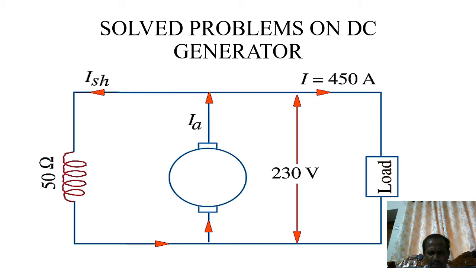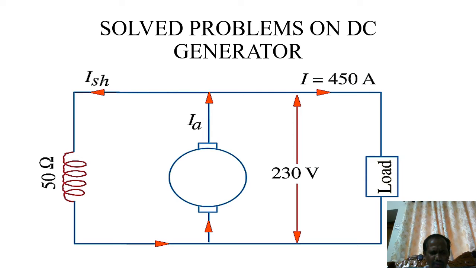This is the armature. These are the brushes. The current IA is divided as ISH as well as the current IL to the load. The load voltage is 230 volts, given in the problem. The field resistance is also given, that is 50 ohms. So 230 volt across the armature and across the shunt field winding is the same. Now you will get ISH is equal to 230 by RSH. So 230 by 50 is 4.6 ampere current.